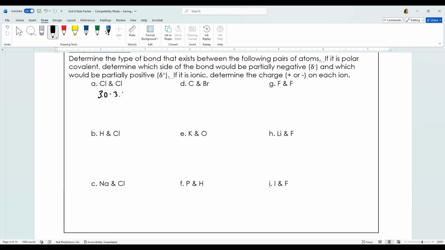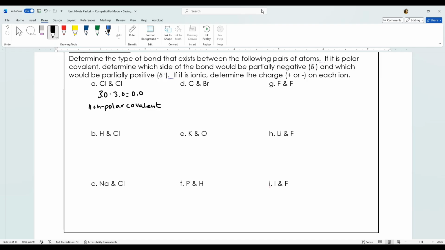Chlorine's electronegativity is 3.0. 3.0 minus 3.0, of course, is 0. If I look at that electronegativity difference, that means the bond between chlorine and chlorine would be a nonpolar covalent bond. These would share their electrons totally equally between one another.